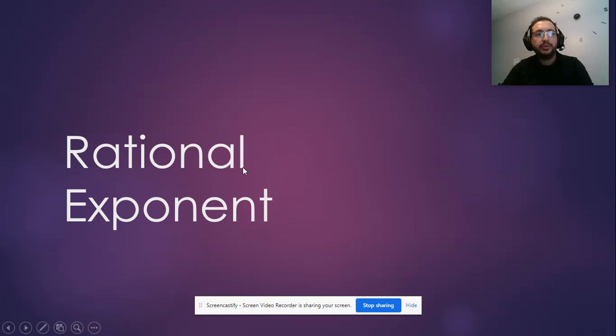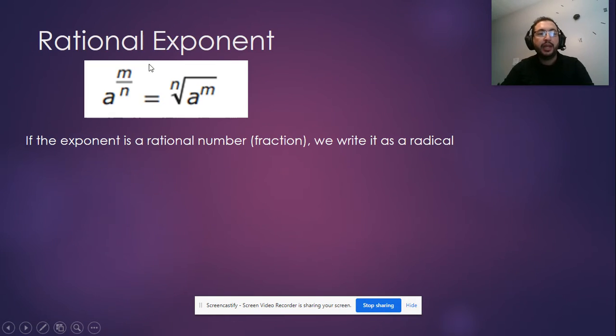Today we're going to learn about the rational exponent rule. The rational exponent rule means that when you have a base to a power of a rational number, or a fraction, it's going to be rewritten as a radical. The n is the denominator and the m is the numerator. But if the index is a 2, we don't write it because the radical already means 2.